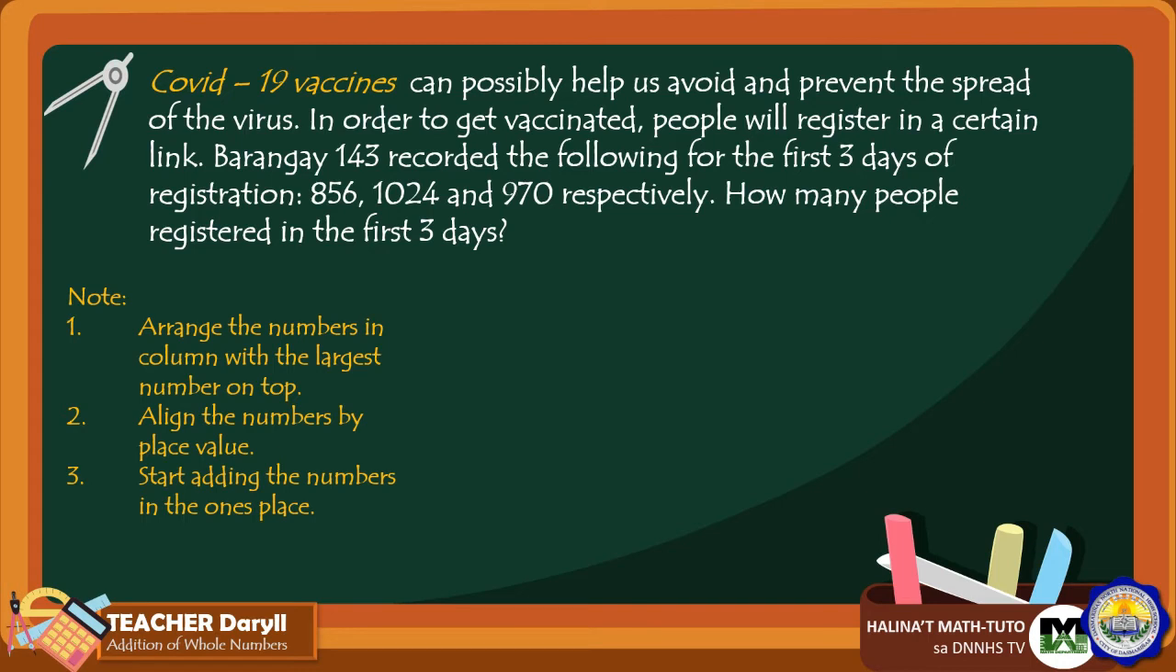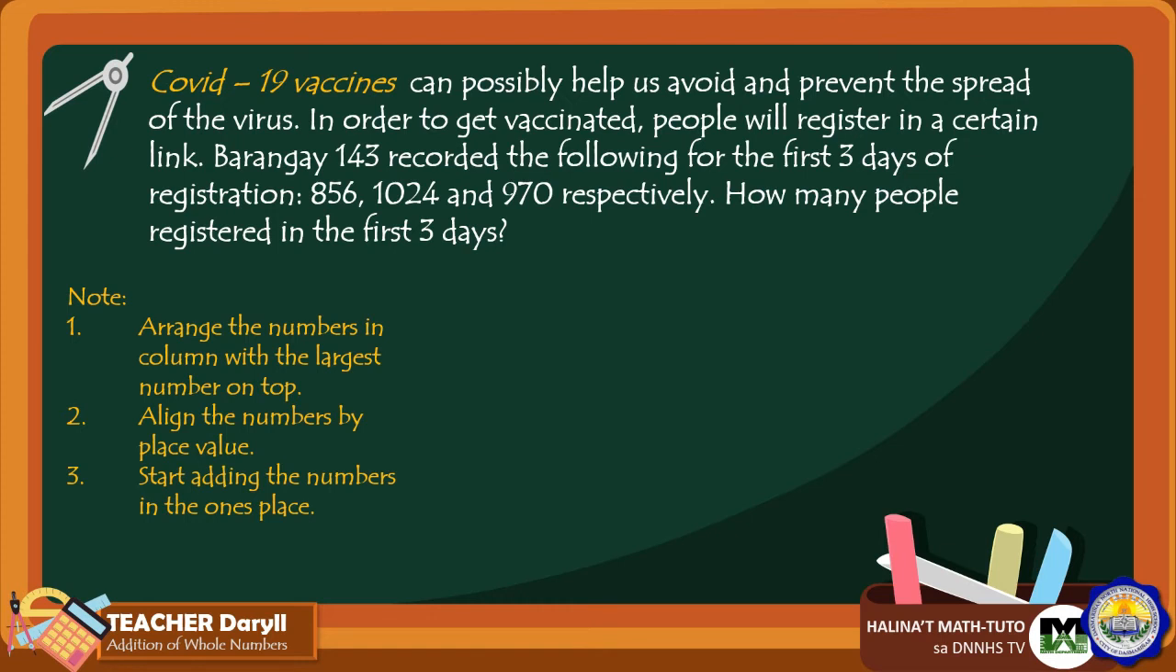Let us apply addition of whole numbers in a real-life situation. COVID-19 vaccines can possibly help us avoid and prevent the spread of the virus. In order to get vaccinated, people will register in a certain link. Barangay 143 recorded the following for the first 3 days of the registration: 856, 1,024, and 970 respectively. How many people registered in the first 3 days?